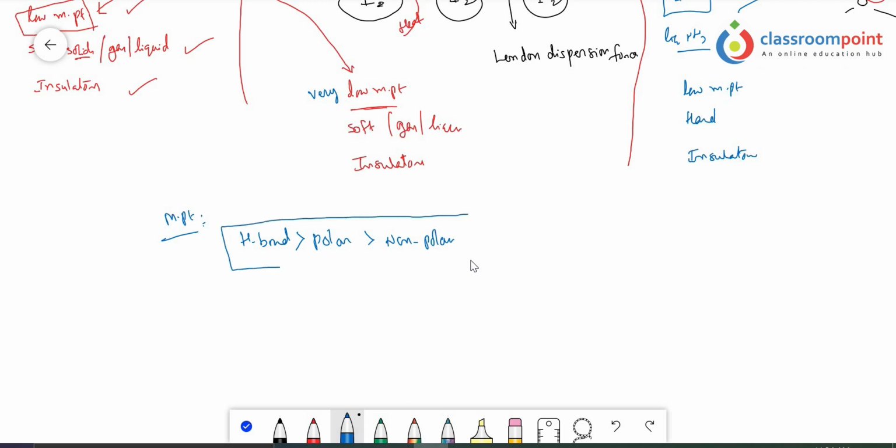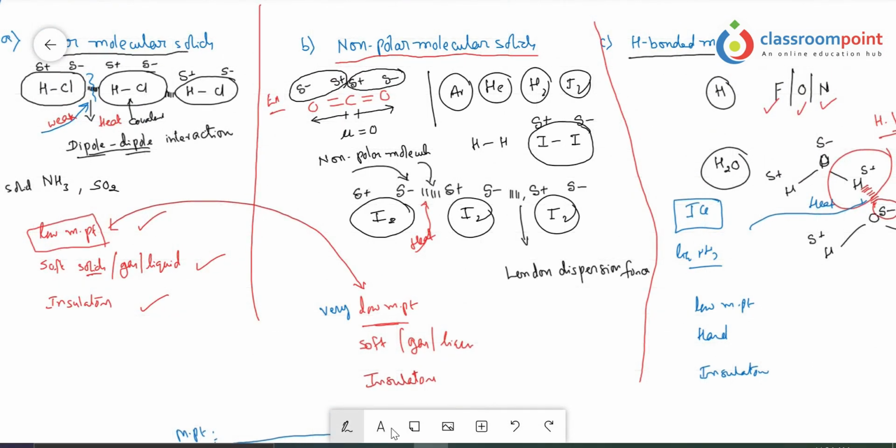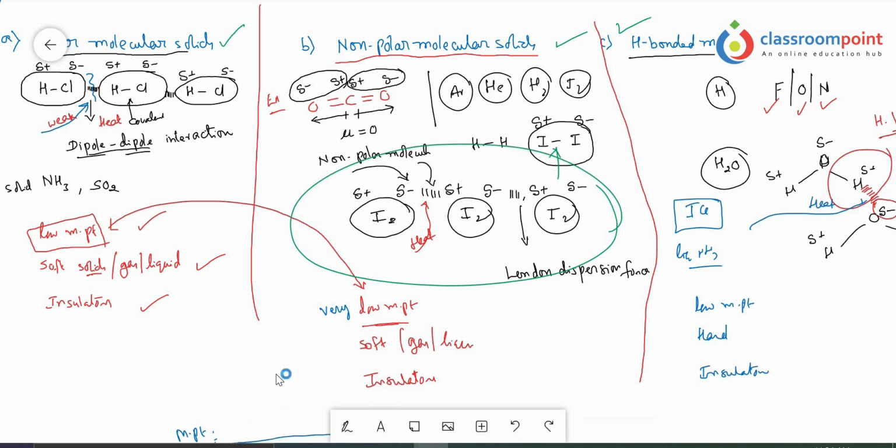So this is the order one has to understand. And the second thing is, one question was asked in the previous examination about iodine. They asked iodine belongs to which type of solid? They had given polar molecular solid, non-polar molecular solid, hydrogen bonded molecular solid, and a covalent solid, because a covalent bond is there, no? So that's why they had even given the covalent solid. But it belongs to the non-polar molecular solid.